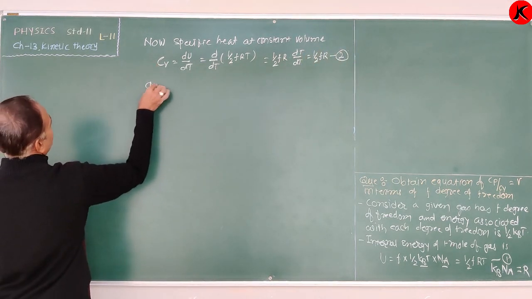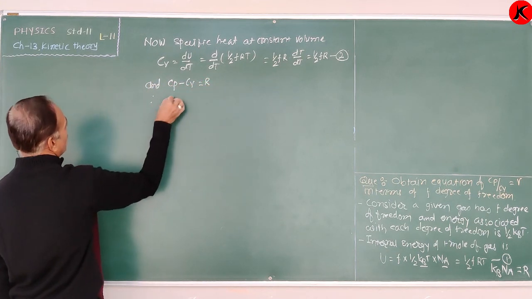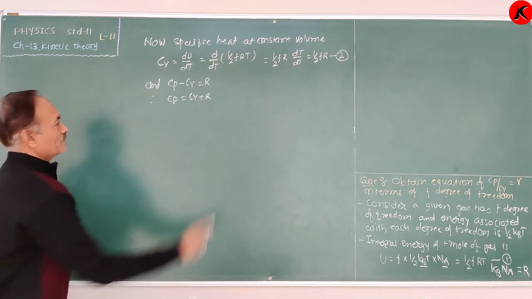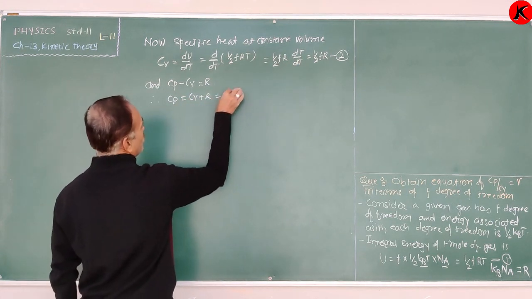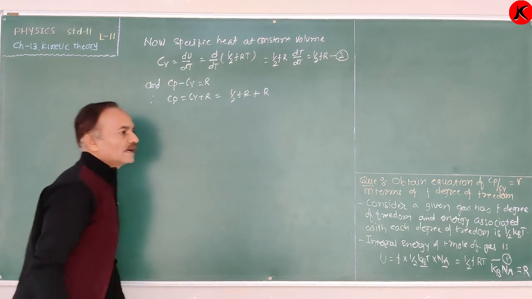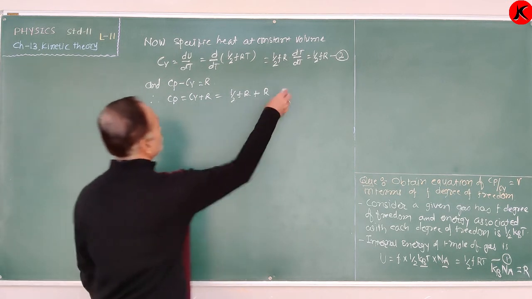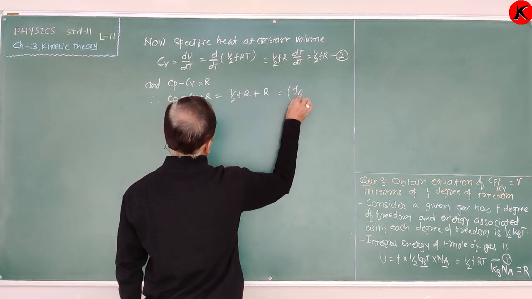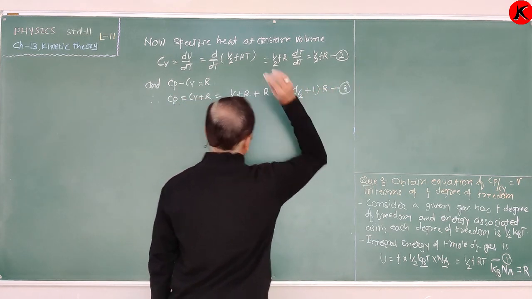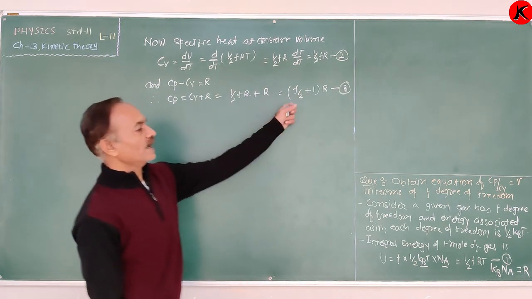And we know that Cp minus Cv is equal to R. Therefore, Cp is equal to Cv plus R. Substitute the value of Cv from equation 2: half FR plus R. R is common. Therefore, F by 2 plus 1 into R. That is the equation of Cp, equation number 3: F by 2 plus 1 into R.